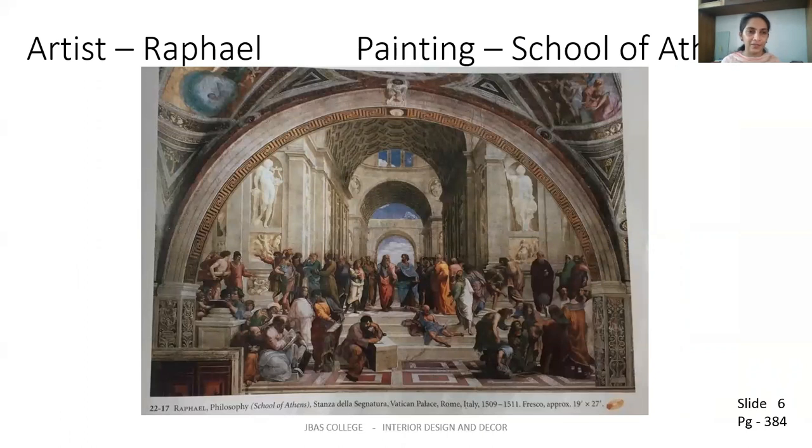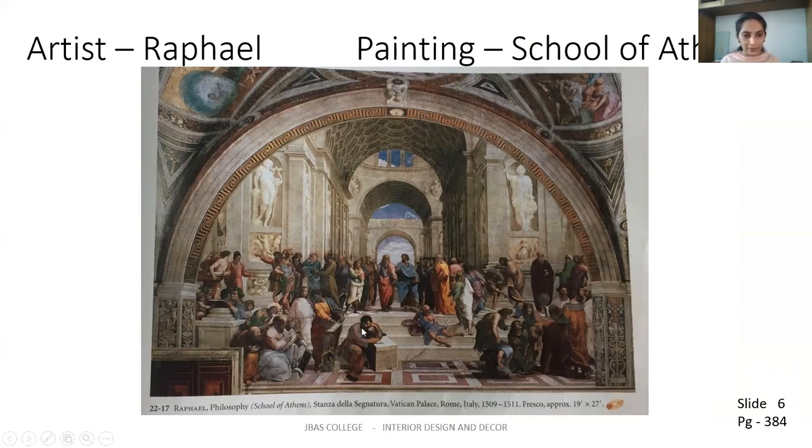This painting by Raphael is one of my favorites as well. Here he has shown the School of Athens. As I have told you in class when we were discussing Michelangelo and Leonardo, these were basically called the schools of philosophies, where philosophers from worldwide came to exchange their ideas, their views about their philosophies, their findings, their discoveries. And here you can see all of them under one roof.